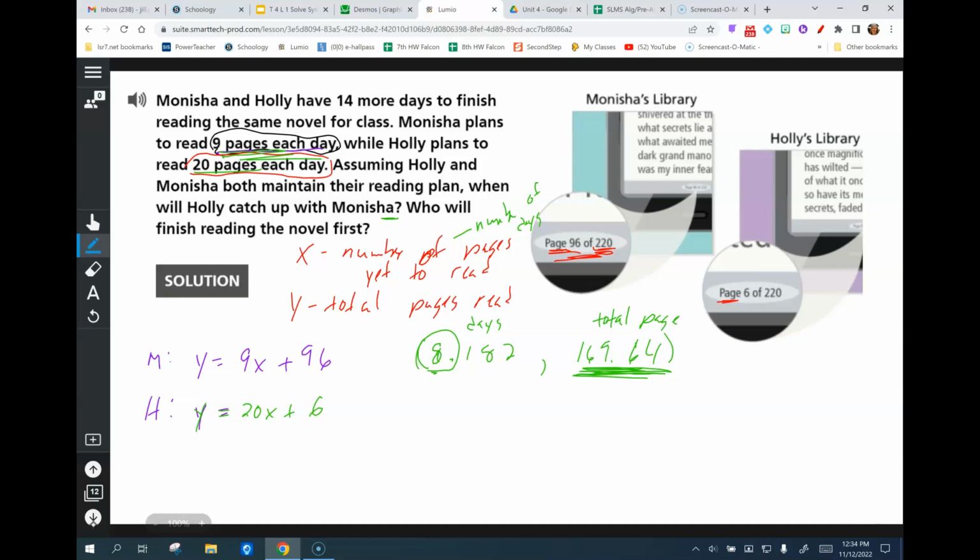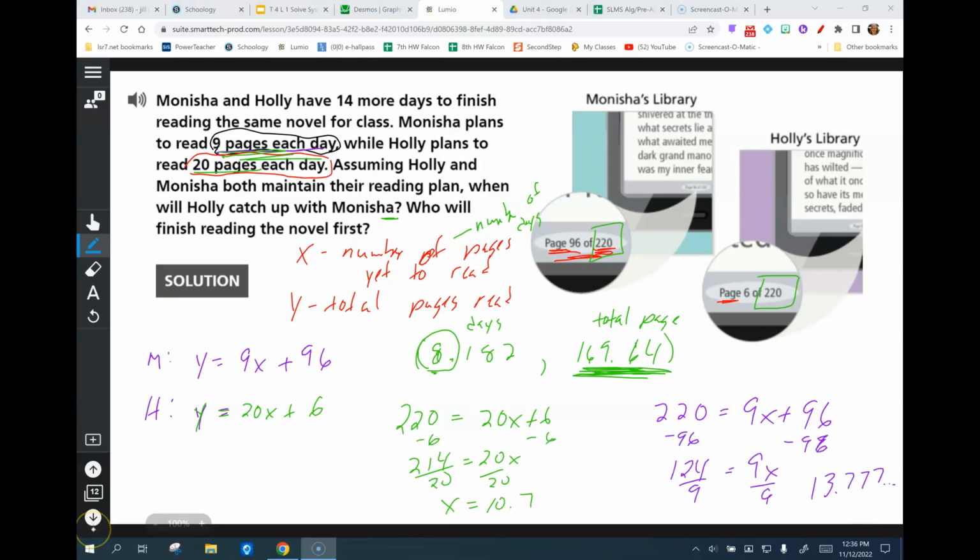Now, who will finish reading the novel first? Well, what we have to do here is notice our pages are 220. So what we would do is take each equation and set it equal. So 220 is equal, I'm going to do Holly's right here, 20x plus 6. We're going to find out how many days for Holly. And then for Monisha, we would take 220 is equal to 9x plus 96. So if I wanted to find the total number of pages, that's what I would go about doing.